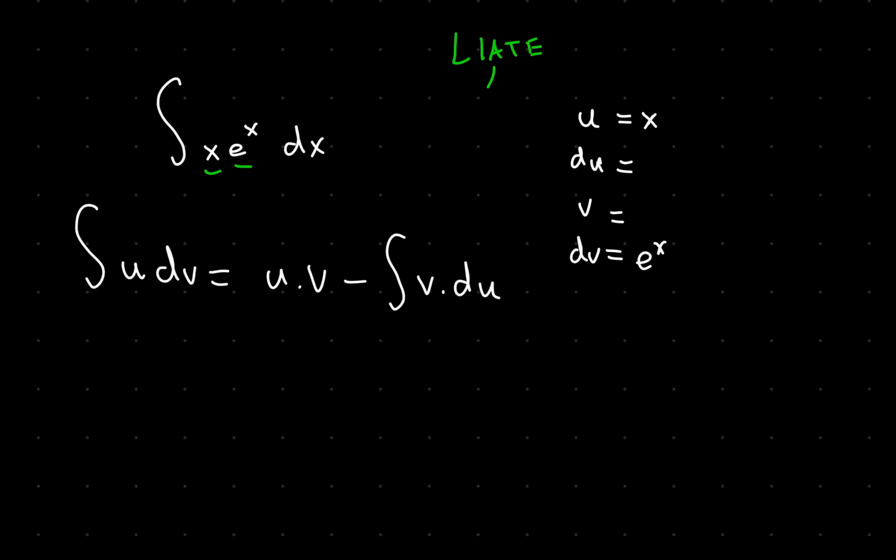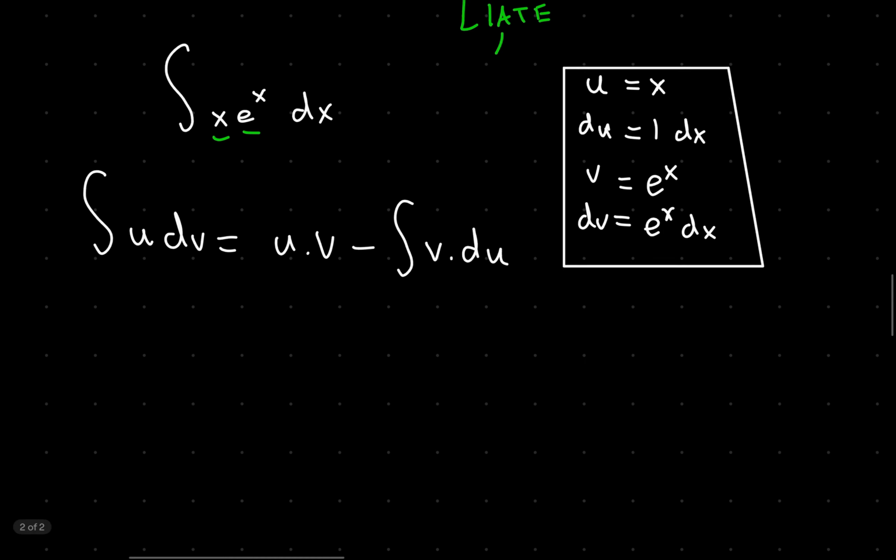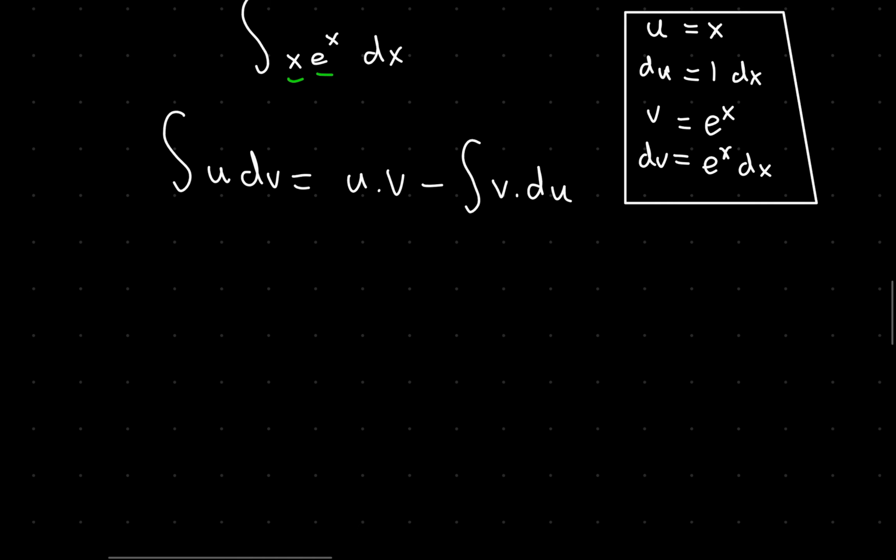Now, to get to du, you simply differentiate. That's 1. Make sure you don't forget the dx. I've seen so many people do it. Speaking of, to get v, we integrate. E to the x integrated is simply e to the x. And here we have all we need to know for integration by parts. It's really that easy. So we take u, which is x, times v, e to the x, minus the integral of e to the x dx.